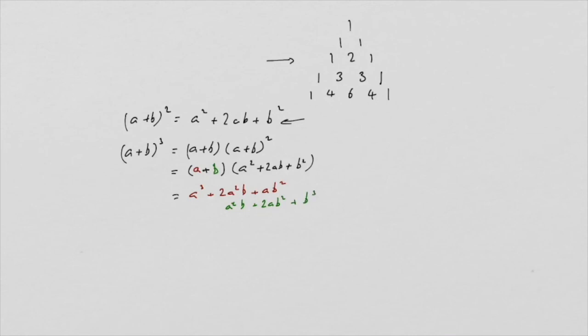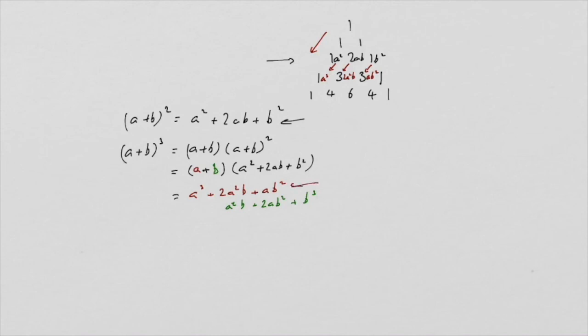Now, if we put our original (a plus b) squared onto its line, if we now, going in this diagonal, multiply each bit by a, then we get a cubed, and then we get 2a squared b, and then we get a b squared, and those are of course the same as what we had here.